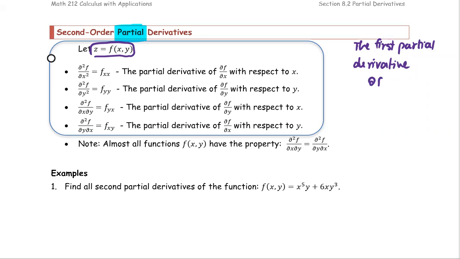So the first one is the first derivative with respect to x, or the f subscript x. And the second one with respect to y, or the f subscript y. This is what we saw in the earlier part of the package. But this time when you go to the next order, or the second order partial derivative, that means you're going to find the derivative on top of the first partial derivative.